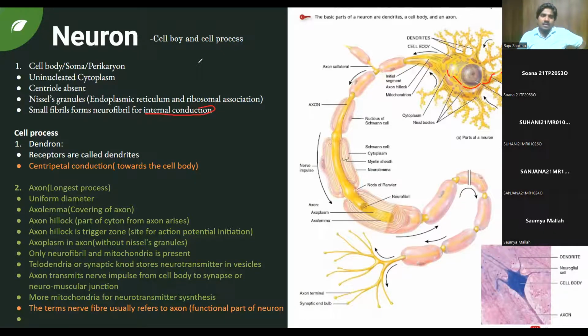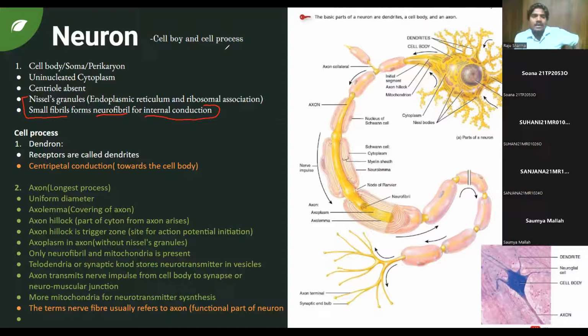ठीक है? तो साइटोन के अंदर बेसिकली दो इंपॉर्टेंट स्ट्रक्चर होते हैं अपार्ट फ्रॉम द न्यूक्लियस एंड ऑल. कौन सा होता है? The first one is Nissl's granule and the second one is what? Small fibrils. ठीक है? So this Nissl's granules are specialized for making the special proteins and some kind of neurotransmitter for the proper functioning of a neuron, and these small neurofibrils are useful for the internal conduction of the nerve impulse. ठीक है? So you can note down this fast. Then we will move ahead.